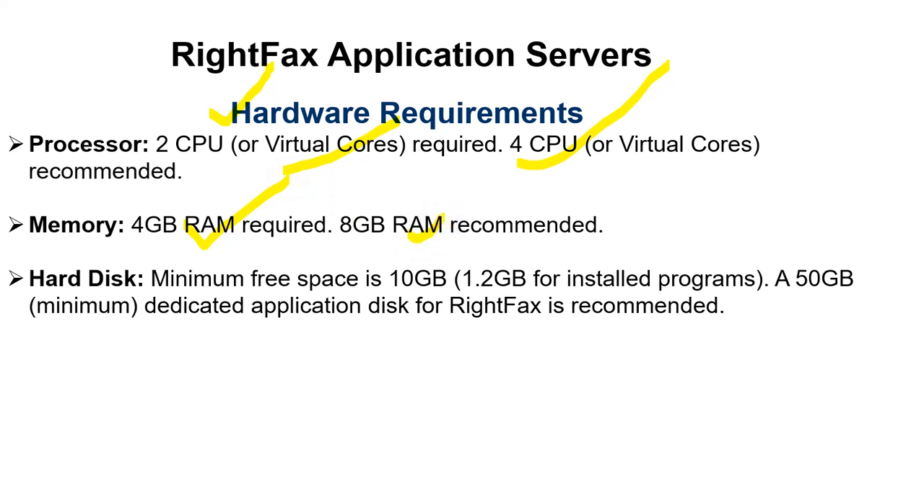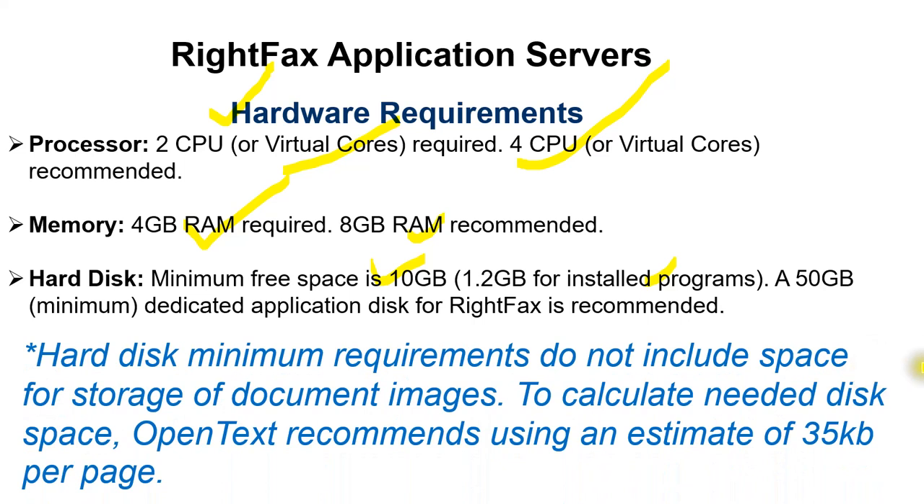And for hard disk, you can have a minimum of 10 GB free space, and 1.2 GB for the installed program, and a 50 GB minimum dedicated application disk for RightFax is recommended. Very simply, I would say you should have at least 1 TB of hard disk, but the minimum requirement is at least 10 GB, and the application installation will consume 1.2 GB. Apart from this, the hard disk minimum requirements do not include space for storage of document images. So this hard disk requirement is different, and for storage you should have more capacity, because everything will be stored on your server.